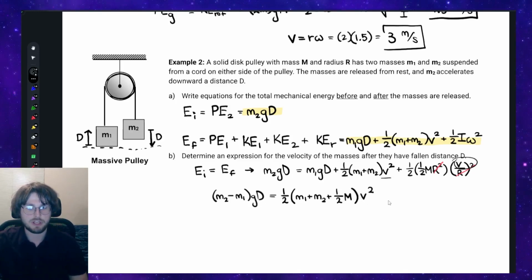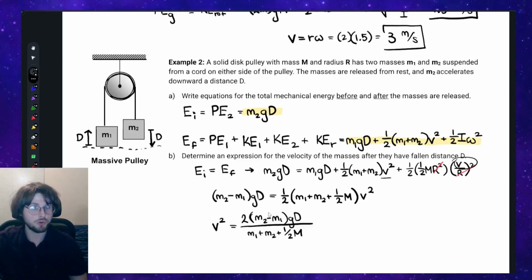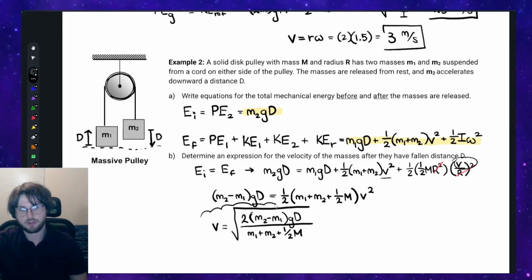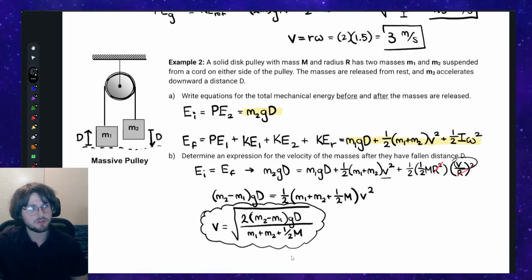And so if we want to solve for v, the last thing we got to do is really just move this whole term over to the other side and then square root. So let's go ahead and do that. V squared, flipping things around, is going to equal 2 times (m2 minus m1) gd, that's this left side, divided by our big collection of masses over here, m1 plus m2 plus 1/2 m. And the last thing we need to do is, this is still a v squared, so if we square root both sides, then our final equation for this Atwood machine will be this big chunky mess right here.